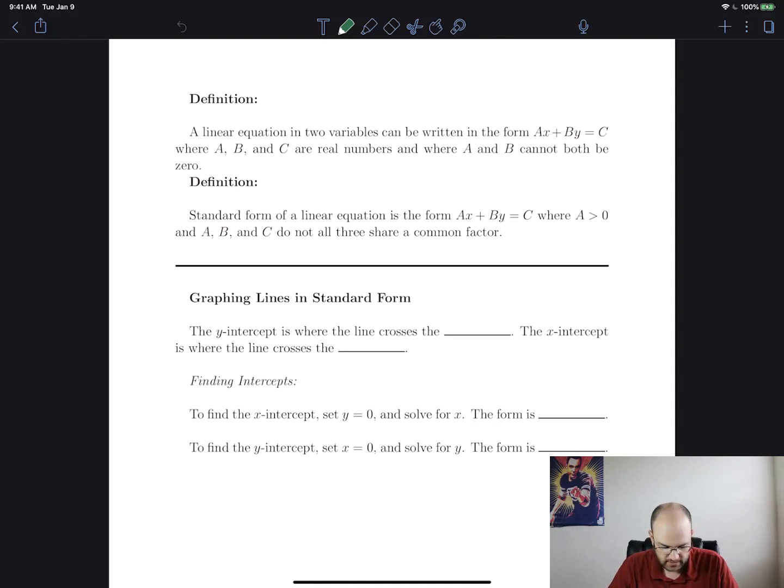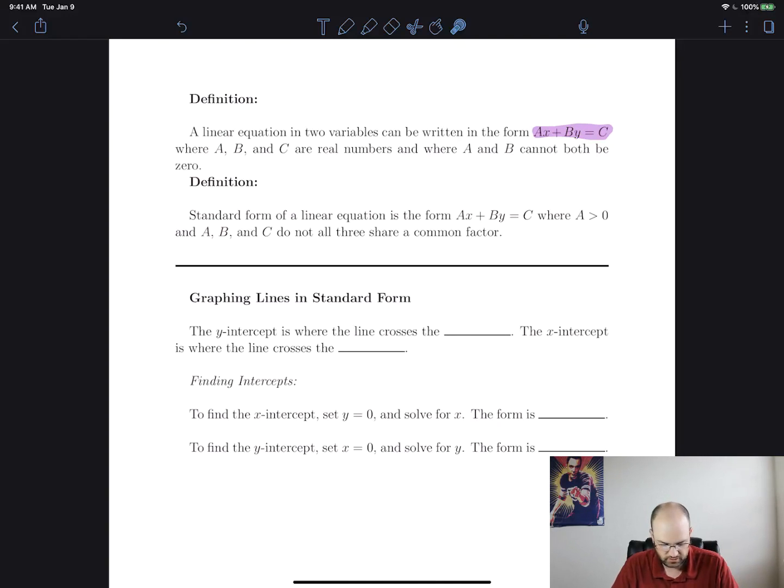Now, a linear equation in two variables can be written in the form of ax plus by equals c, where a, b, and c are real numbers, and where a and b cannot both be 0. In other words, you don't want the left-hand side here to be entirely 0.